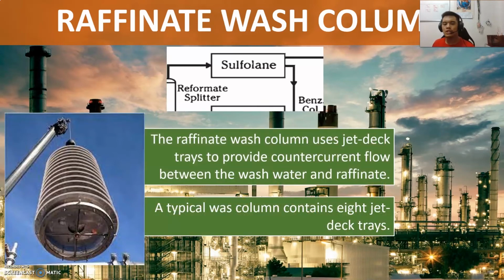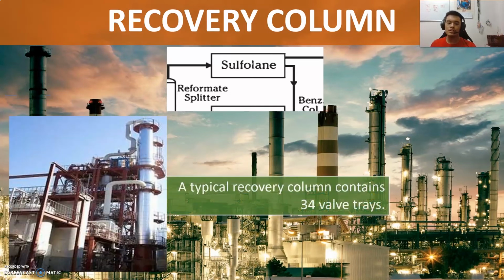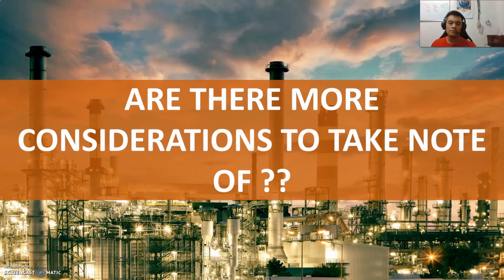Another heuristic is that the raffinate wash column uses jet deck trays to provide counter-current flow between the wash water and raffinate. A typical wash column contains 8 jet deck trays. A stripper column for a sulfolane unit contains 34 sieve trays, and the recovery column uses 34 valve trays.